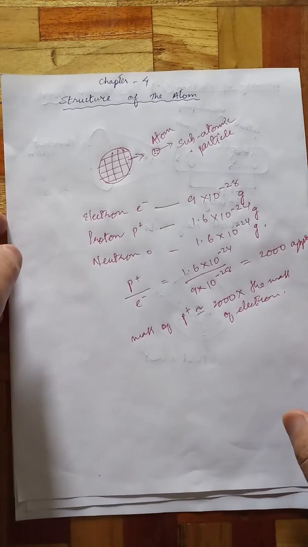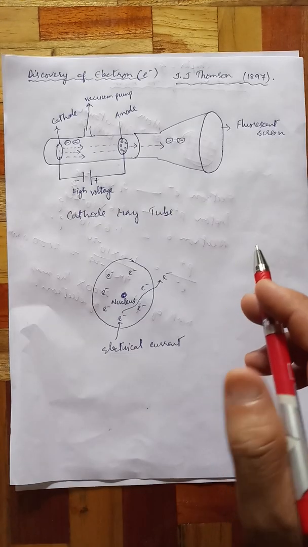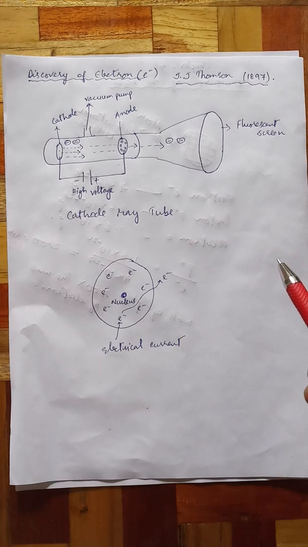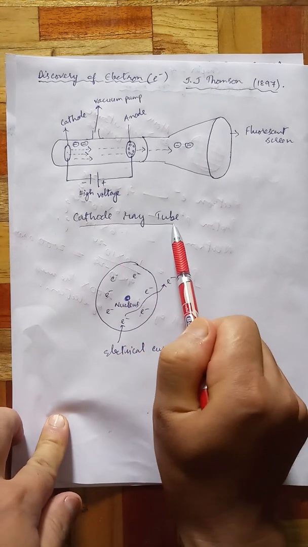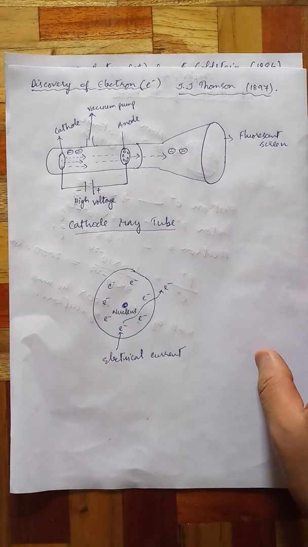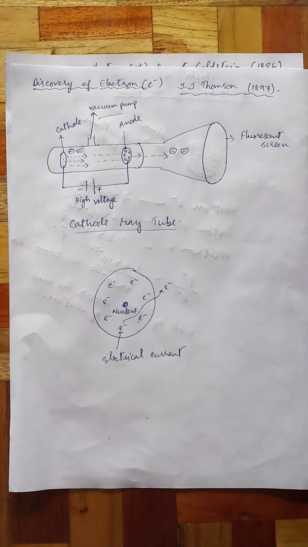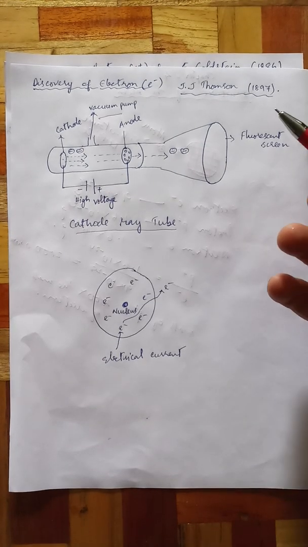Now let us try to learn how two subatomic particles were discovered. First one, discovery of electron. In 1897, Sir J.J. Thomson discovered the electron while conducting an experiment using a cathode ray tube. Now, what is a cathode ray tube? A cathode ray tube is a vacuum-filled tube which does not allow any air to enter into it.